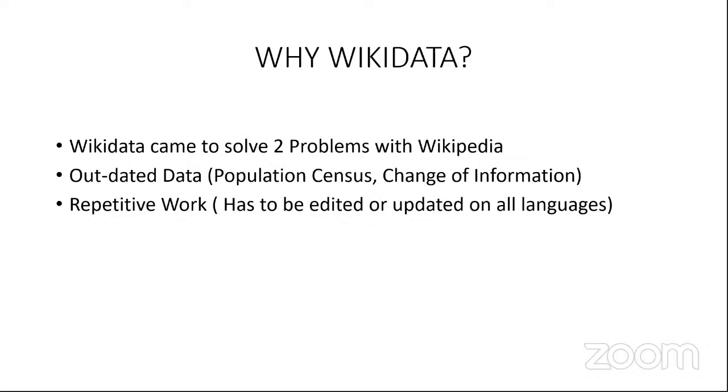First of all, the first problem with Wikipedia was the difficulty of updating data. So outdated data was a problem with Wikipedia. So for example, we are currently having our 2021 census. We had a previous census in Ghana back in 2010. And I'm sure the population of Ghana is not going to be the same as it was 11 years ago.